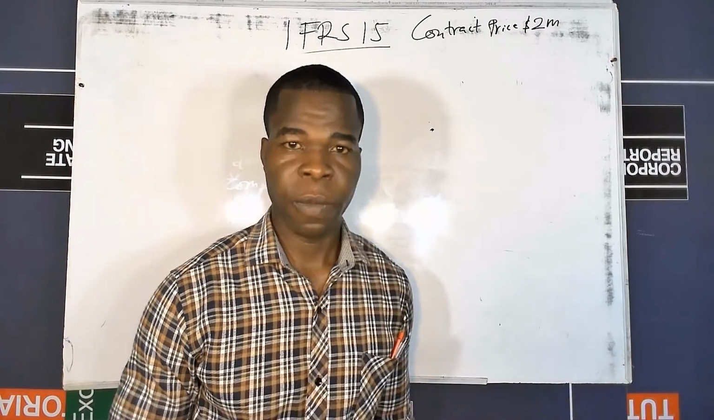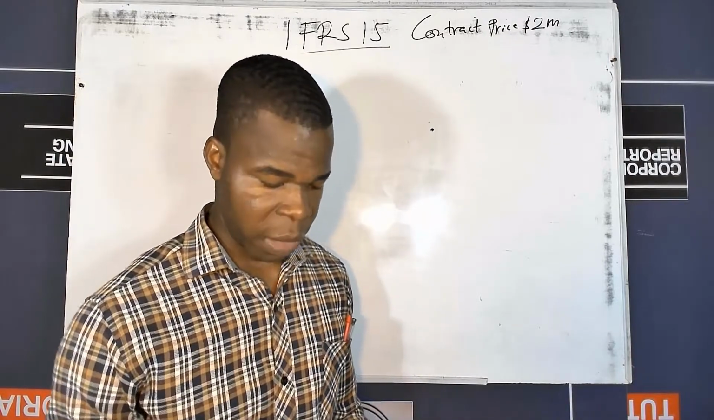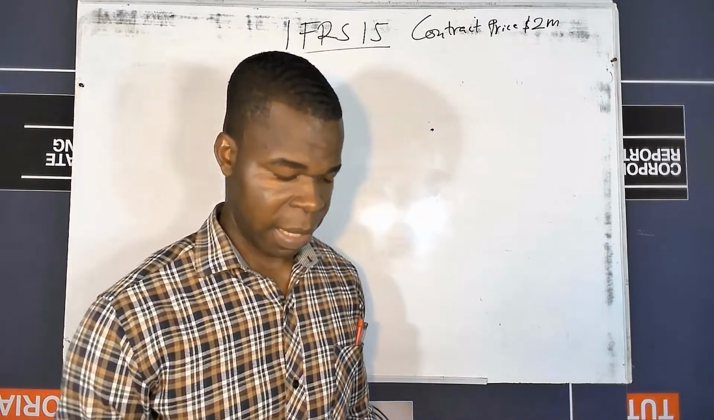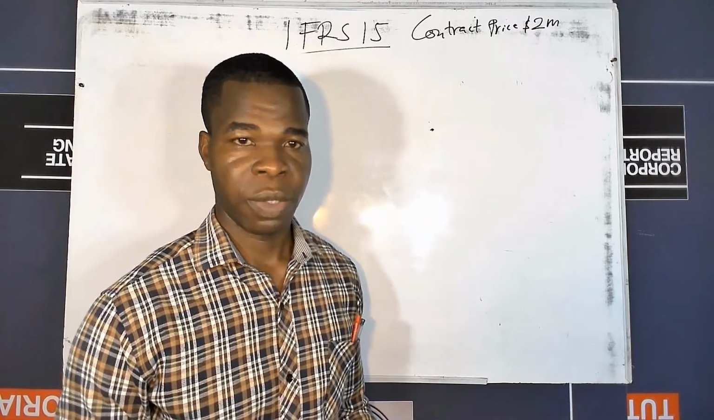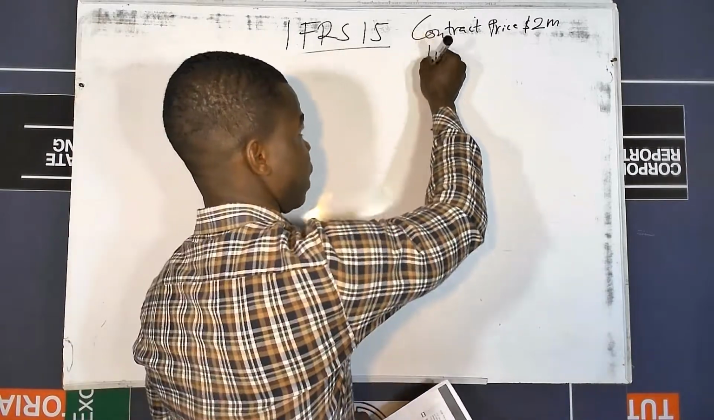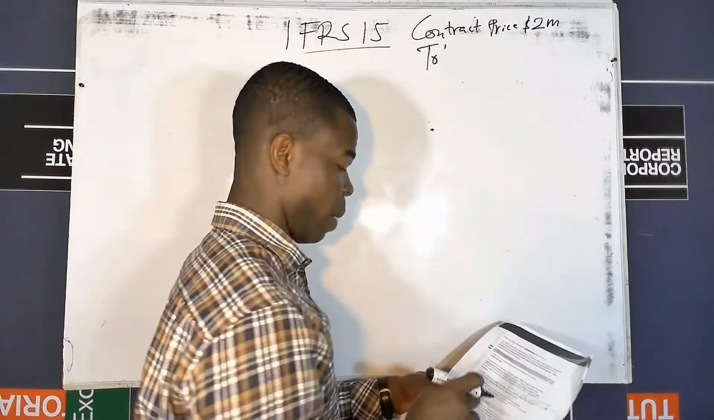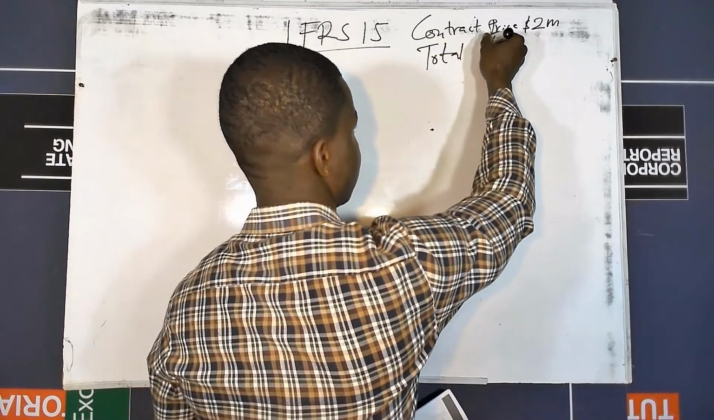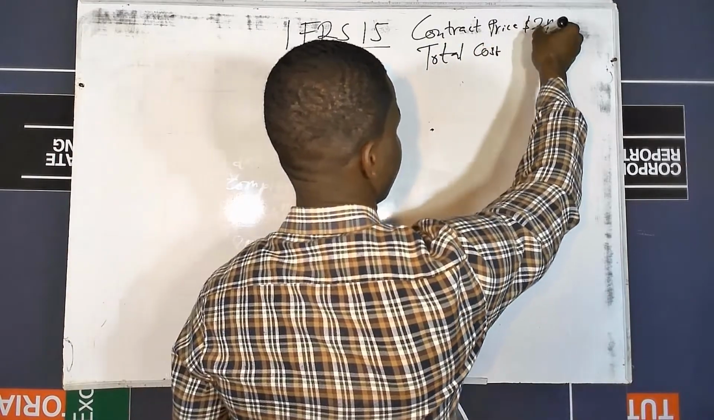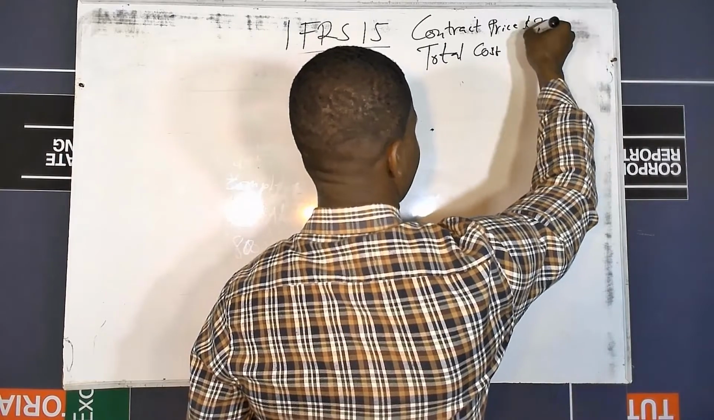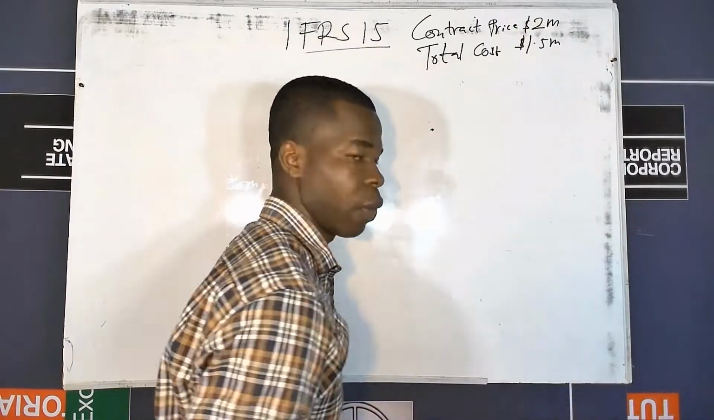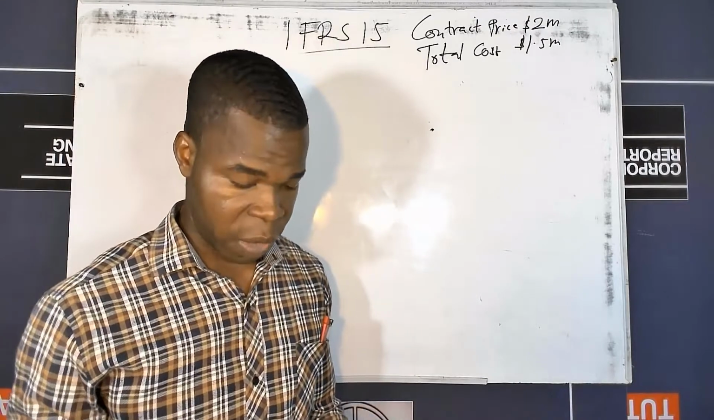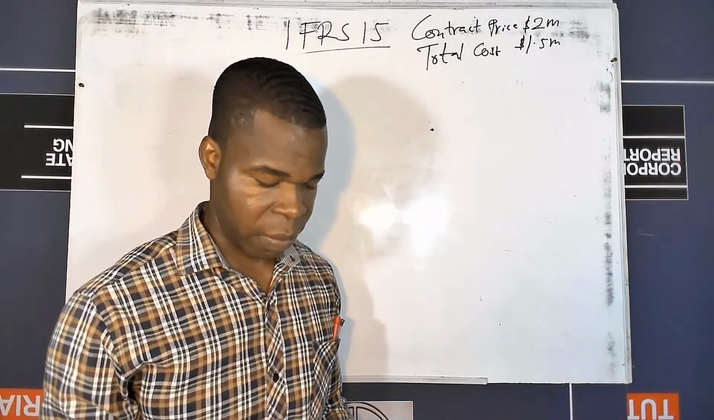So continuing with the question, we are told that the estimated cost to construct the building is 1,500,000. So this is the total cost. The estimated cost to construct the building, so that is our total cost in this case. So our total cost is going to be 1.5 million.